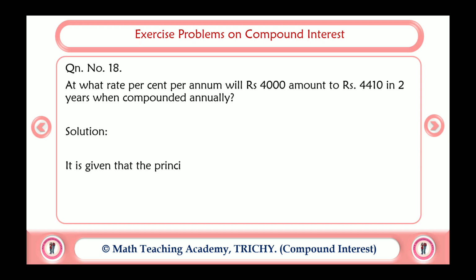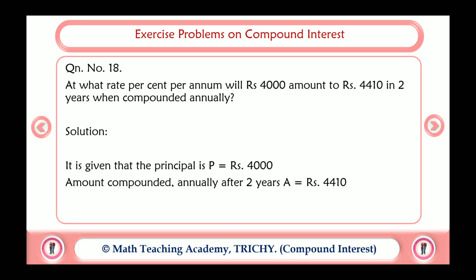So here it has been given that the principal amount P is equal to rupees 4,000 and it will become rupees 4,410 after 2 years when the interest is compounded annually. So the amount compounded annually after 2 years is A = rupees 4,410 and also given is the period n = 2 years. Now what we have to find is the interest rate R.